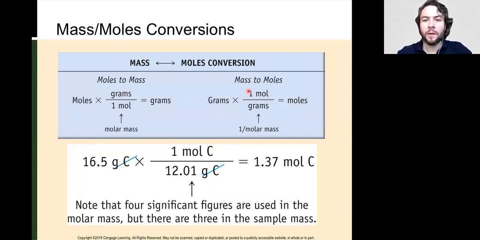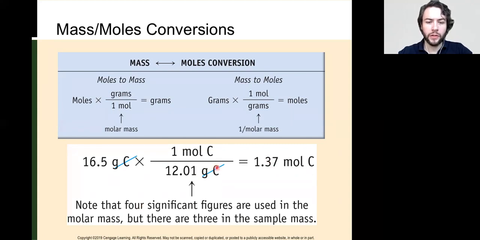Here, if we want to convert mass to moles, we have to go the other way. So say we have 18 grams of water again, and we multiply that by 1 mole over 18 grams, which is the molar mass of water, and we would get 1 mole. And down here, you can see an example as well. If we have 16.5 grams of carbon, how many moles is that? It is 1.37 moles of carbon.